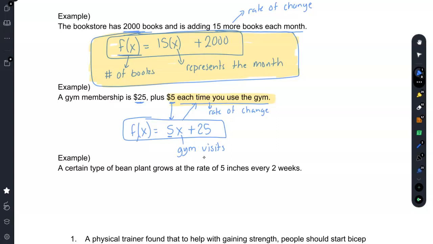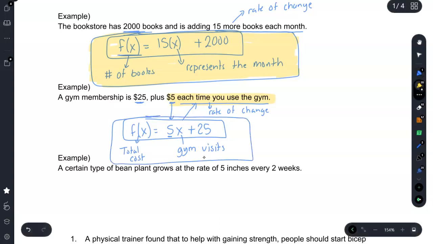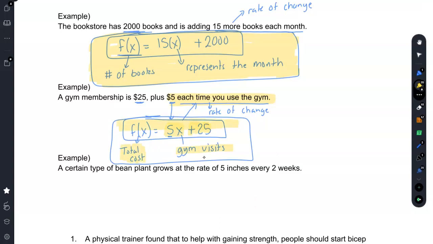And then the output is your total cost, and that would be what I'm looking for. So $5 times every time I visit the gym plus my $25 membership fee will give me my total cost. So that would be how I would like to see the second example.